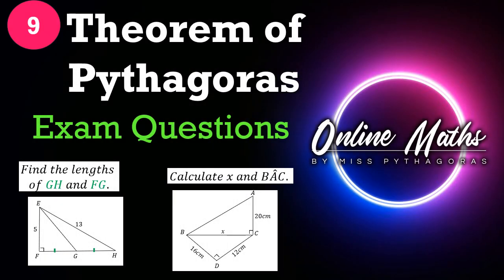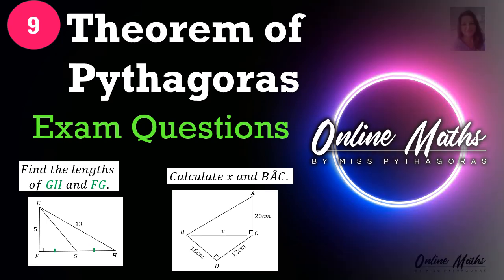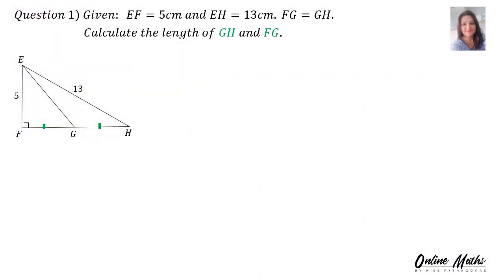Hello everybody! In this lesson I will discuss typical questions that you can expect in the exam on the Theorem of Pythagoras. Question 1. Given EF is equal to 5 centimeters and EH is equal to 13 centimeters.